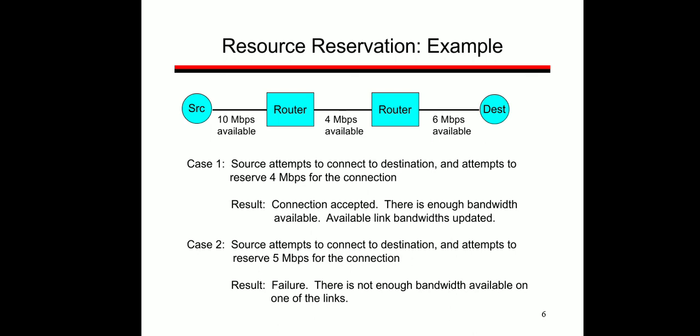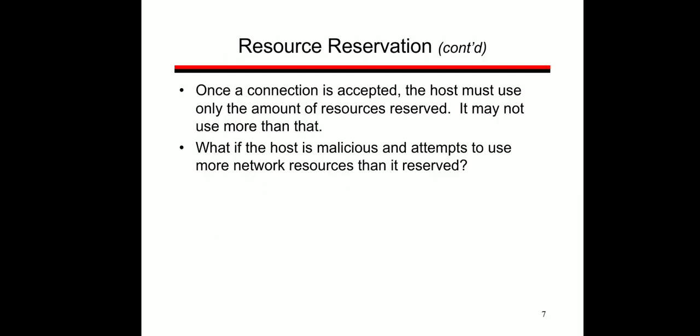So the source attempts to connect to the destination and attempts to reserve 4 Mbps for the connection. This connection was accepted. There is enough bandwidth available. Available link bandwidth is updated. Source attempts to connect to destination and attempts to reserve 5 Mbps for the connection. Result: failure. There is not enough bandwidth available on one of the links. So the resource reservation plays a major role here.